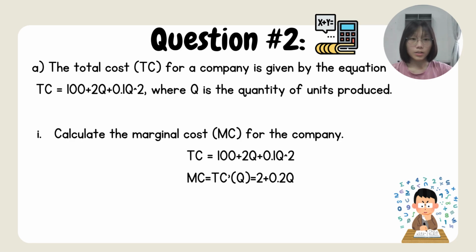So now we differentiate term by term. The first term is 100. This is a constant, so the derivative is 0. The second term is 2Q. When we differentiate 2Q, we get 2. The third term is 0.1Q squared. When we differentiate Q squared, it becomes 2Q. So 0.1 times 2Q gives 0.2Q. So the MC is 2 plus 0.2Q.